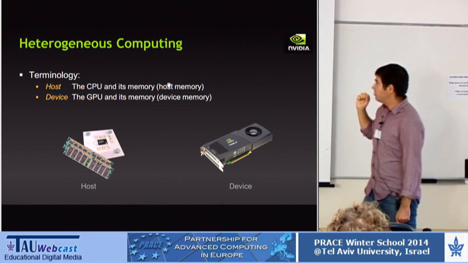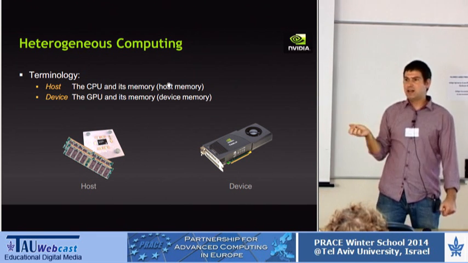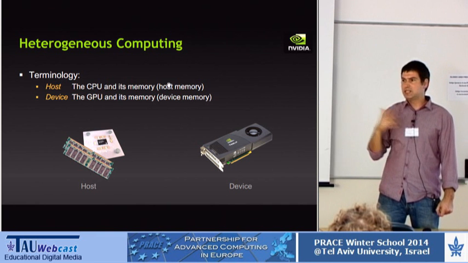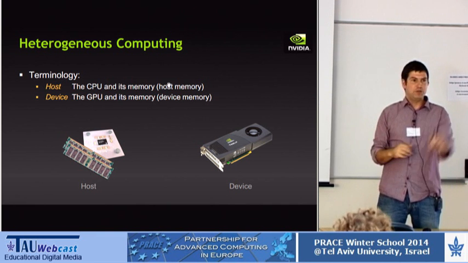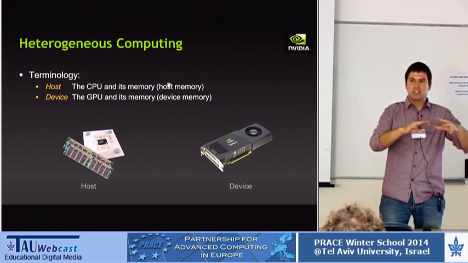The reason this is called a device and not a GPU is that there are potentially other devices. You could have an OpenCL device. You can have an FPGA accelerator. So these are all called devices in general, not just GPUs. This is the coprocessor.